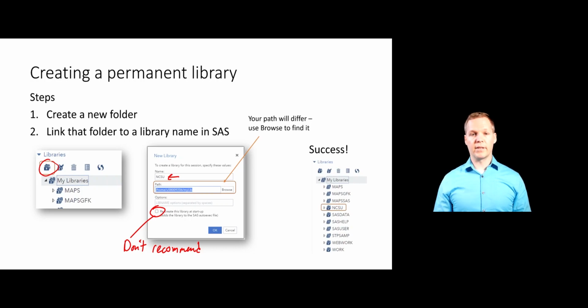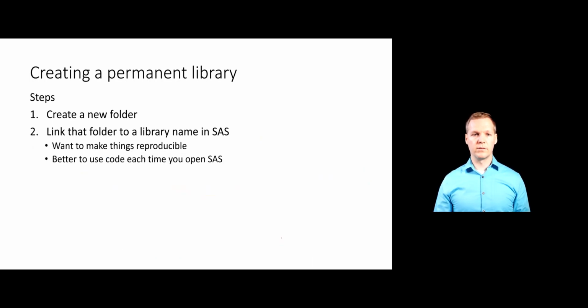But if you run this, or you click OK on this, it's going to actually create some code. We'll look at that code in just a second. And it's going to run it and create a new library, in this case called NCSU. Now again, we want to make things reproducible. So rather than automatically doing this or using the menu-based method, we want to use code.